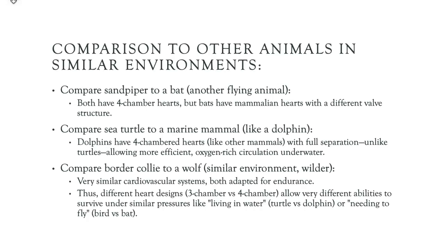So let's compare the sandpiper to a bat, which is another flying mammal. Both have 4-chambered hearts, but bats have mammalian hearts with a different valve structure. Comparing sea turtles to a marine mammal like a dolphin, dolphins have 4-chambered hearts like other mammals with full separation, unlike turtles, which allows more efficient oxygen-rich circulation underwater. Comparing a border collie to a wolf, similar environment, obviously wilder, very similar cardiovascular systems, both adapted for endurance. Thus the different heart designs, 3 chambers versus 4 chambers, allow very different abilities to survive under similar pressures like living in water, turtle versus dolphin, or needing to fly, bird versus bat.